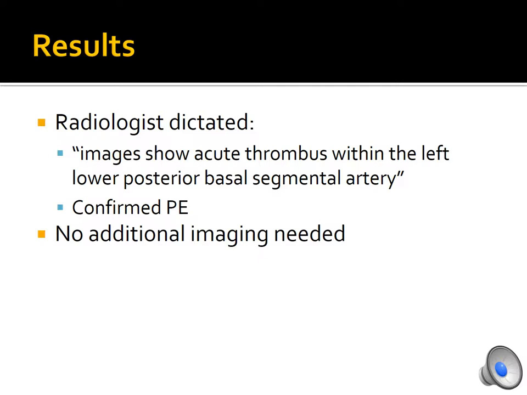Now, once the radiologist has received the images, they will dictate the images. We had optimal contrast enhancement, which is going to aid in the radiologist's dictation. The radiologist's results are as follows. Images show an acute thrombus within the left lower posterior basal segmental artery. So basically, we have a confirmed pulmonary embolism in the left posterior lung. The radiologist's dictation does not recommend any additional imaging for this patient at this time.